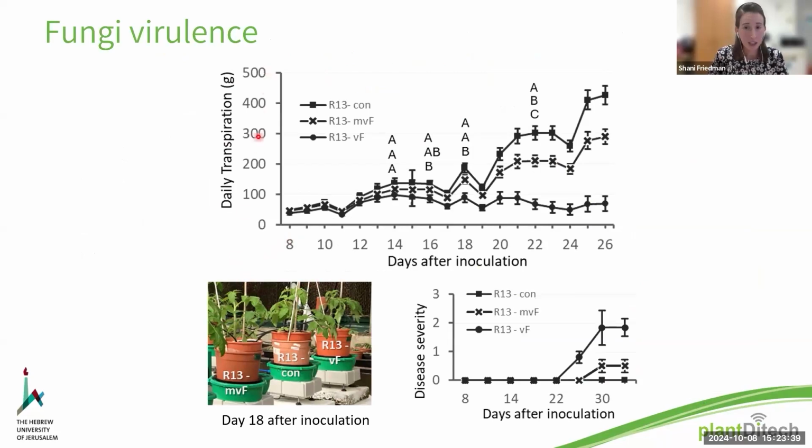Looking at the transpiration, at day 18, we could find differences between the control group and the virulent Fusarium. After 22 days, we found differences between all 3 treatments. This is showing us nicely the disease progression. And the best thing about it is that it is before visual symptoms. This is a disease score we gave visually, and it only occurred after day 22.